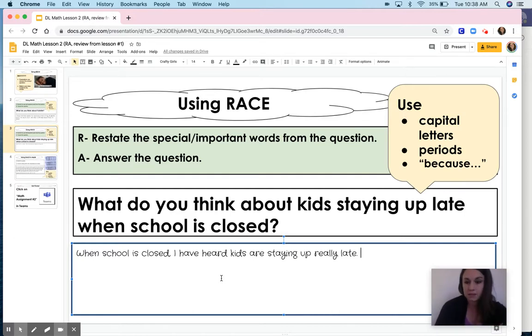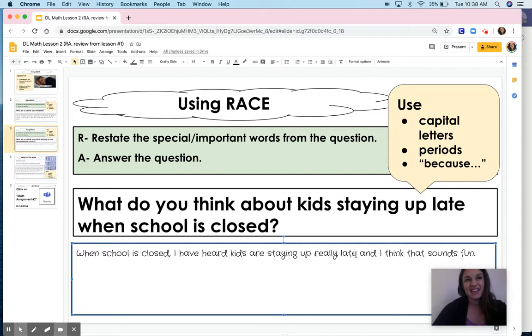And this is what happens to a lot of you. This is a good sentence right there, but I didn't answer the question yet. I have to tell what I think about it. Let me go back and add that. When school is closed, I have heard kids are staying up really late, and I think that sounds fun. But you know what? That's not all that I think.